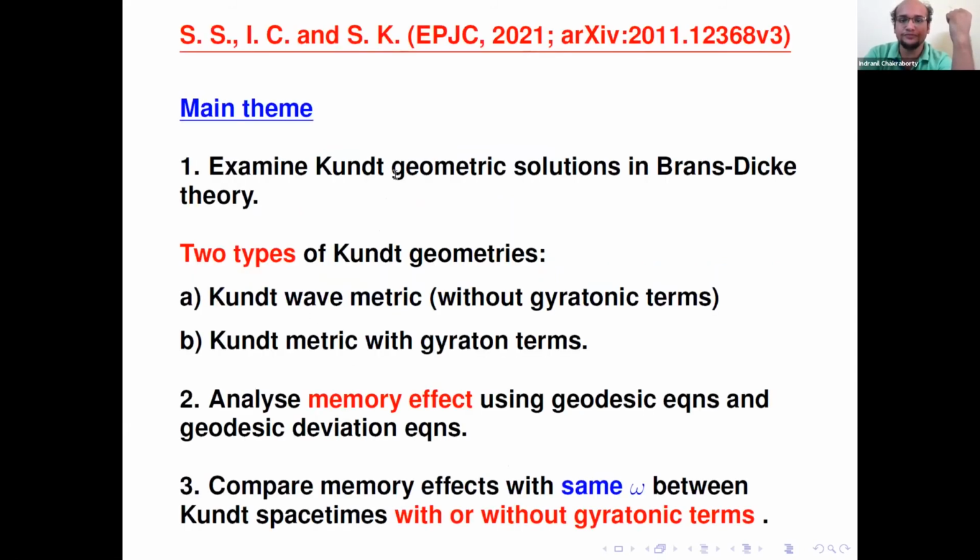So what we do in our main paper is to examine Kundt geometric solutions. We choose two types of geometries: the Kundt wave metric that I just now described, and the Kundt metric with gyraton terms. Then we analyze the memory effect using geodesic equations as well as the deviation equation, and compare memory effects with the same omega, that is the Brans-Dicke dimensionless parameter, with or without gyratonic terms.